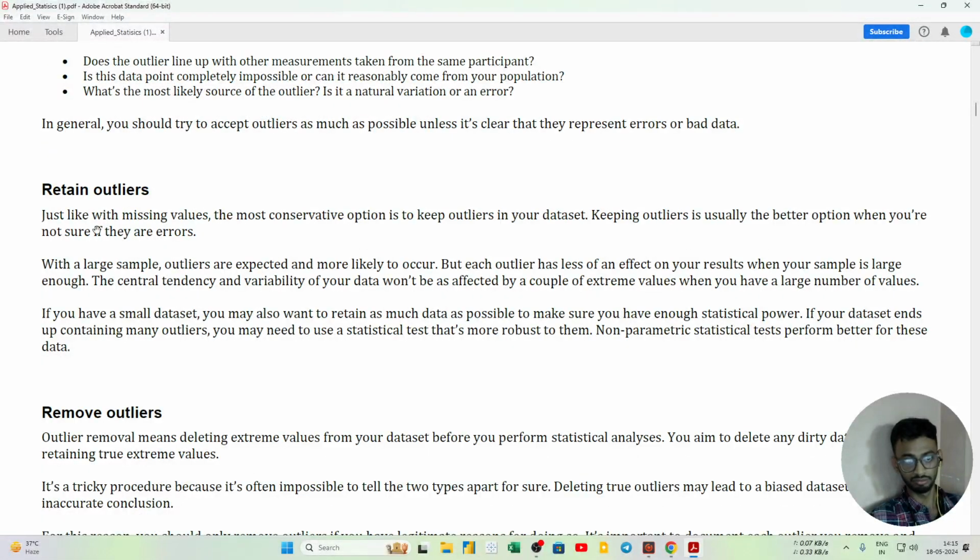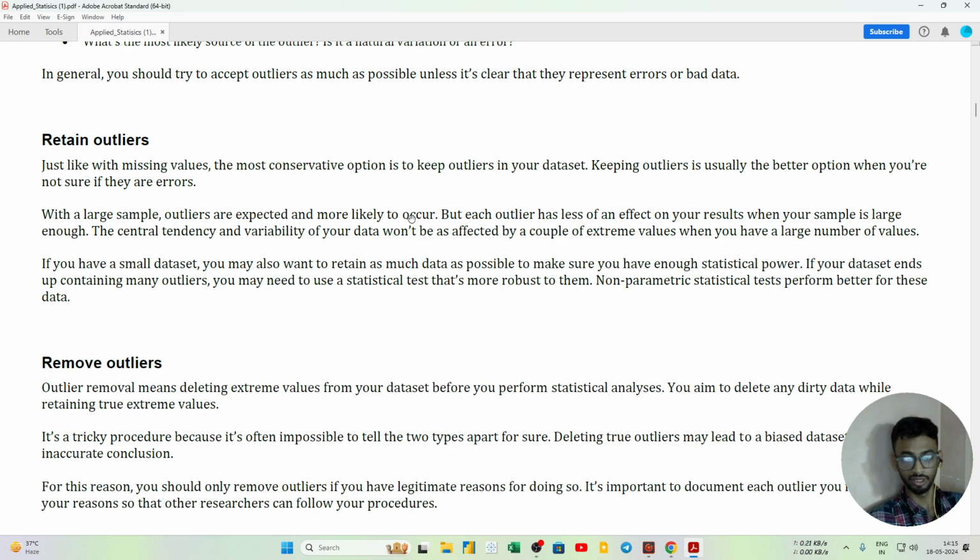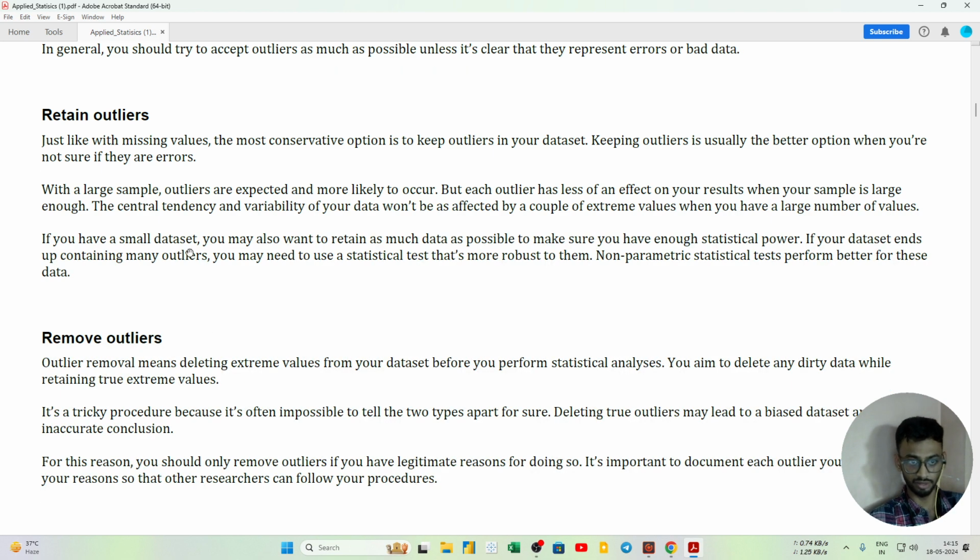If I want to retain outliers, just like with missing values, the most comprehensive option is to keep the outliers in the data set. Keeping outliers is a better option when you are not sure if they are errors. With a large sample, outliers are expected and more likely to occur, but each outlier has less effect on your result. If your sample is large enough, the central tendency and variability of your data won't be affected by a couple of extreme values.